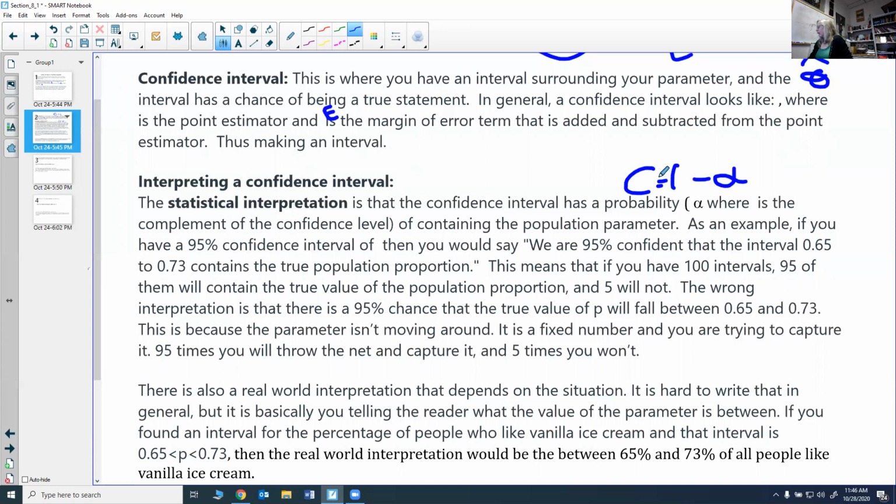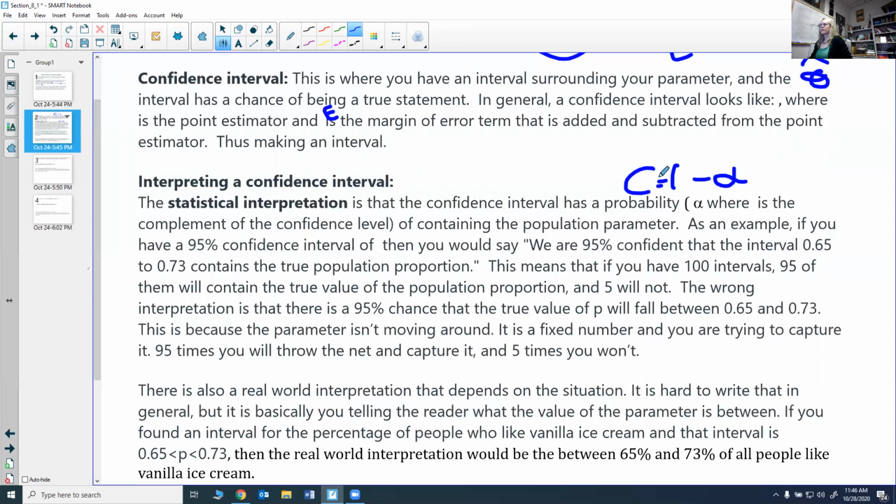That means that if you have 100 intervals, 95 of them will contain the true value of the population proportion parameter, and 5 will not. It's wrong to say that there's a 95% chance that the true value of the population proportion falls in there. We're not actually looking at the chance that it's in that interval. We're looking at that interval capturing it.